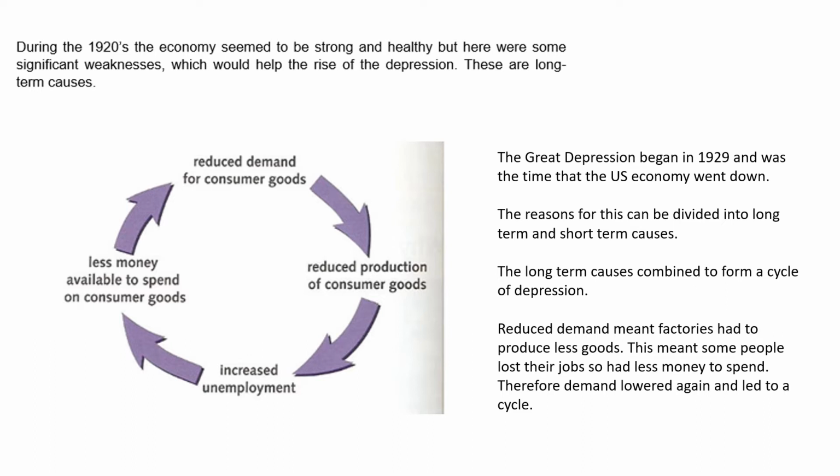The long-term causes combine to form a cycle of depression, and that's what we have here, the cycle of depression. Reduced demand for consumer goods meant that factories had to make less goods. They had to produce less goods. When the factories made less, they needed less workers, so the unemployment increased. This meant that less people had money to spend on luxury items like cars, radios, etc.